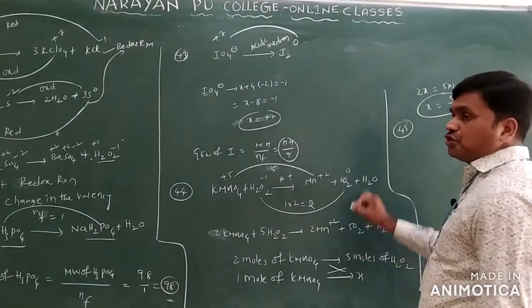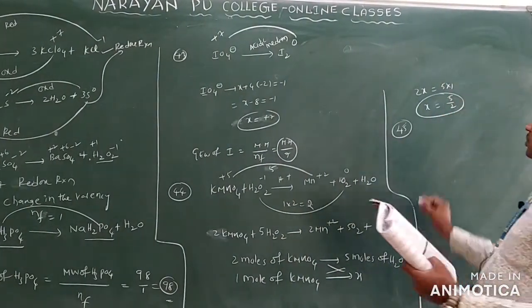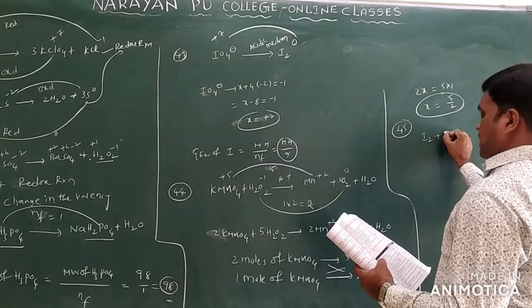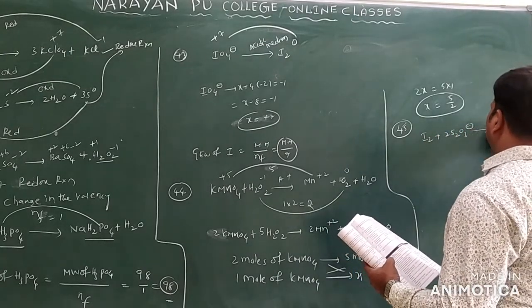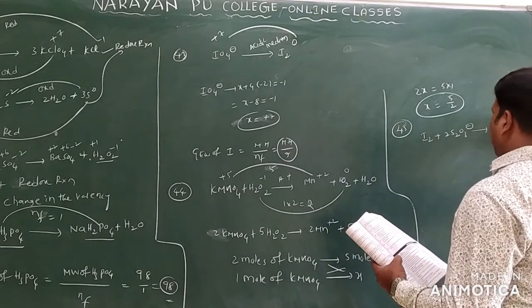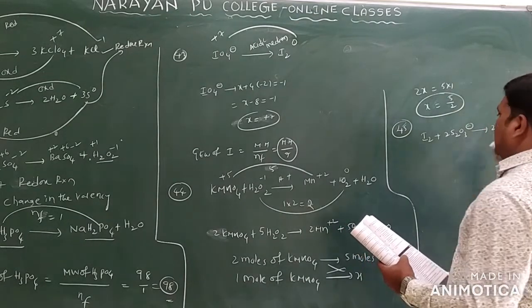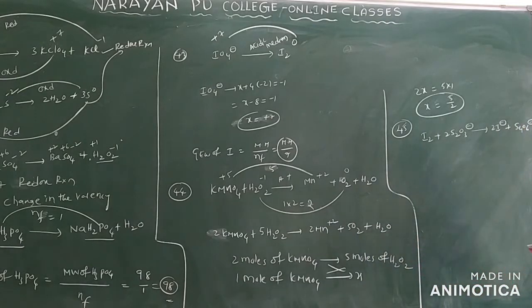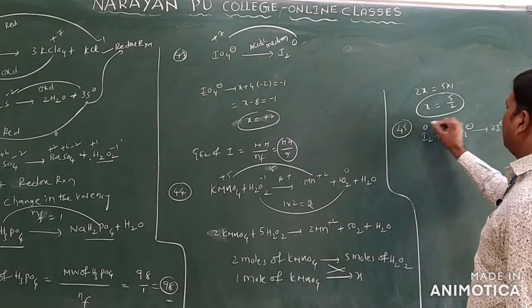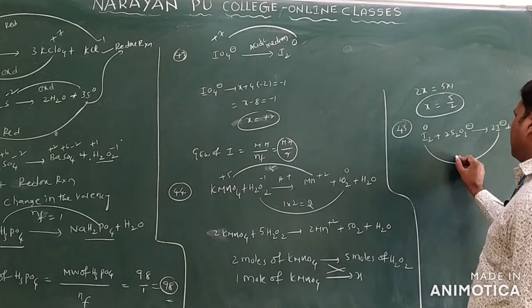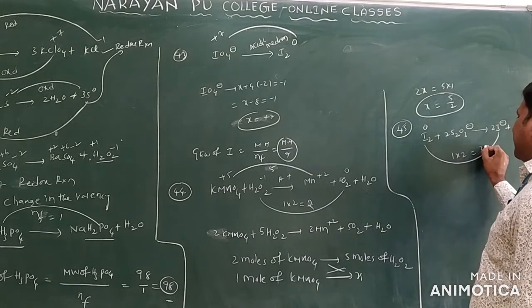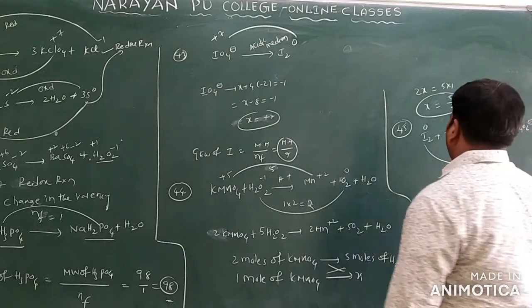We have question number 45. The equation is given here: I2 plus 2 S2O3 minus gives rise to 2I minus plus S4O6 minus. Here they are asking the equivalent weight of iodine. Here it is 0, here minus 1 is there. So for 1 iodine the change is 1, but 2 iodine is there. How much change is there? We have 2 only.